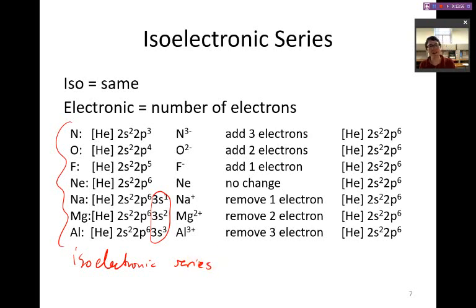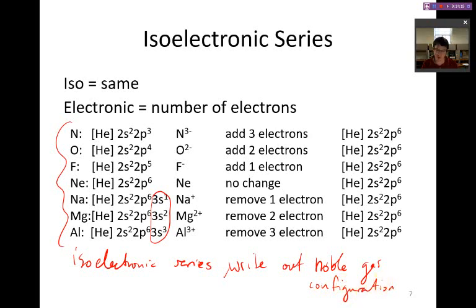So in order to identify an isoelectronic series, if you're comparing ions to each other, you need to write out their noble gas configuration. Or rather, write out the electron configuration and determine whether or not they have the same noble gas configuration. If they do, then they are isoelectronic to each other.